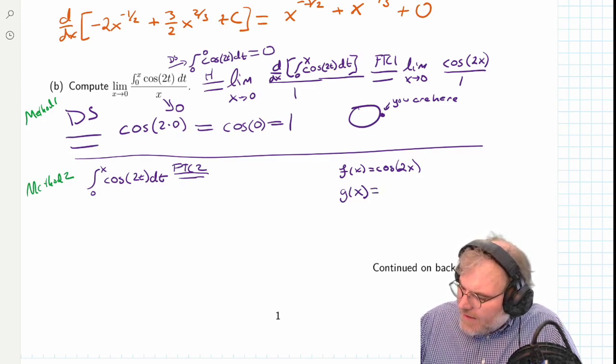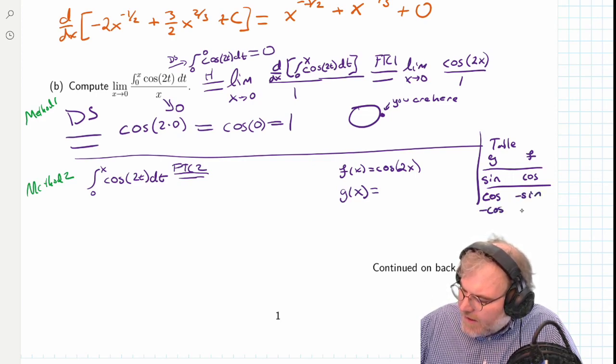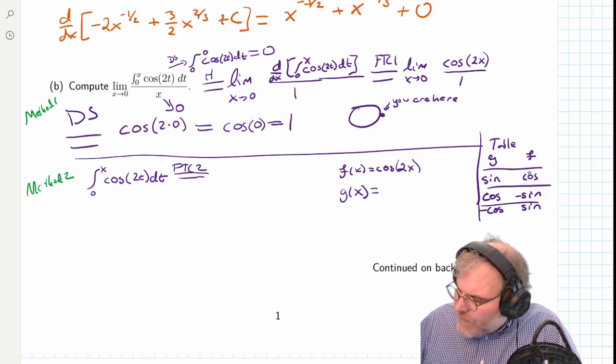Well, I know that from my little table of integrals, all right, so I do my little table. If I do sine, I get cosine. If I do cosine, I get negative sine. And if I do negative cosine, I wind up with a positive sine. So my f is cosine. That means what I'm going to want is a sine. So let's make a guess. Let's do sine of 2x.